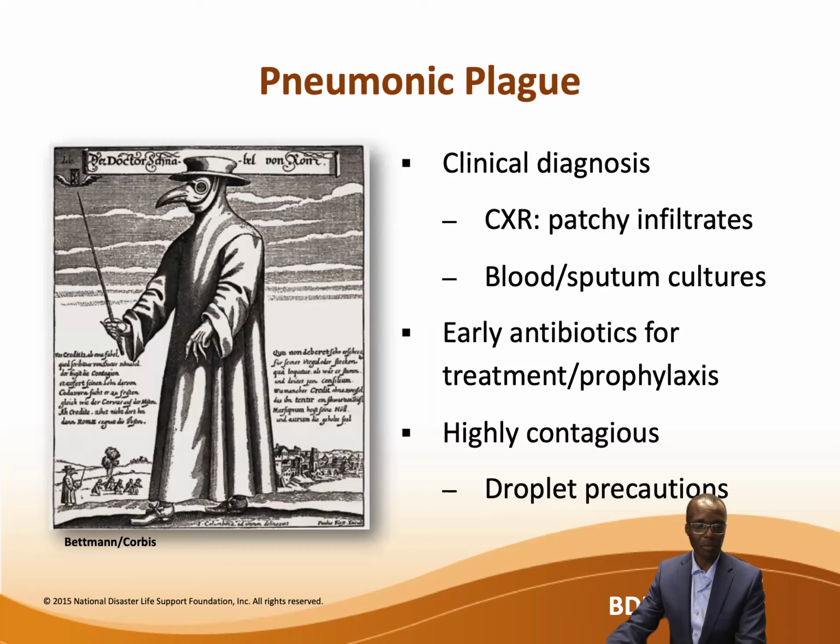The diagnosis of pneumonic plague is clinical. Your high suspicion can be aided by a chest X-ray with patchy fluffy infiltrates and positive blood and sputum cultures. Treatment and prophylaxis for exposed individuals are antibiotics. Patients with pneumonic plague may need to be on a ventilator for a prolonged period and will need multiple IV antibiotics. Prophylaxis is with oral ciprofloxacin and doxycycline.